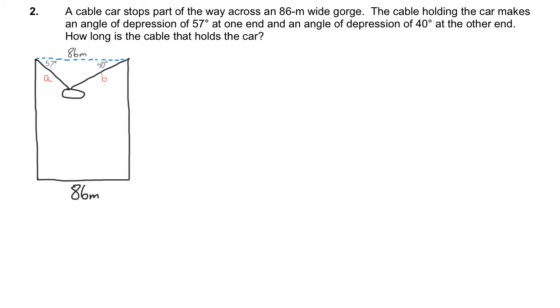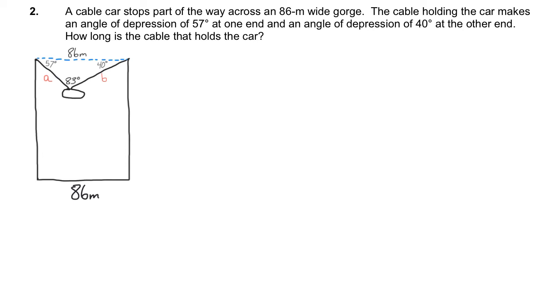So let's check. All the angles inside a triangle should add up to 180 degrees. So that makes this angle 83 degrees. So this is not a right triangle. That means I can't use sine, cosine, or tangent, those trig ratios. That means I have to either use sine law or cosine law.